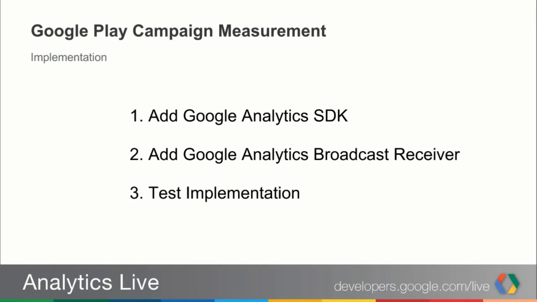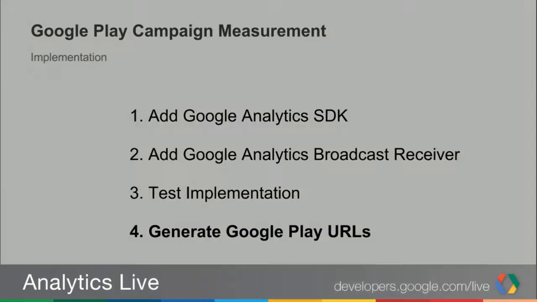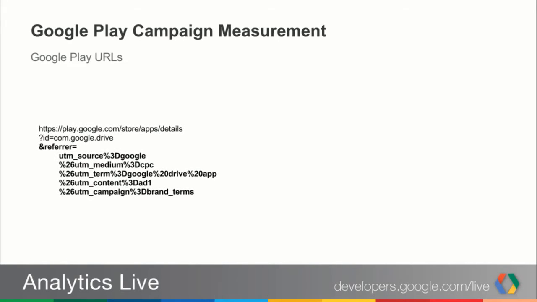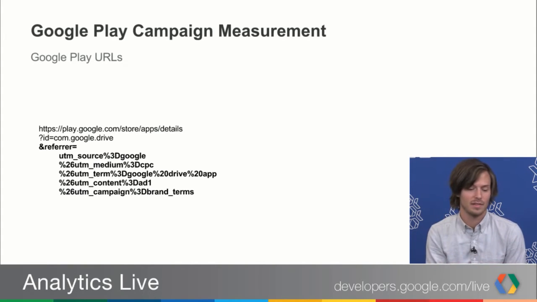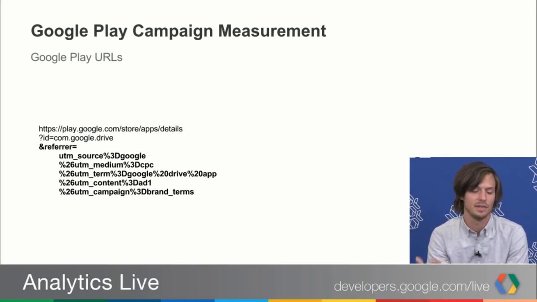So that's the first 3 steps. You've implemented the Analytics SDK, you've added the broadcast receiver, you've tested the implementation, so hopefully everything looks good there. And then the last step is just to generate those Google Play URLs. This is really easy to do. Again, the format is basically the link to your app's Google Play Store page. So it's the Google Play Store, and then you have id equals your package name. And then you're going to have this referrer parameter. The value of that referrer parameter is going to be a URL encoded campaign parameter string, a string of these utm_source equals whatever, utm_medium equals test medium, etc., all separated by ampersands.